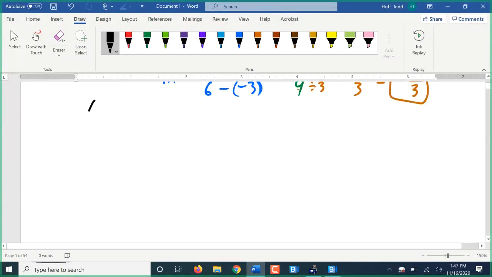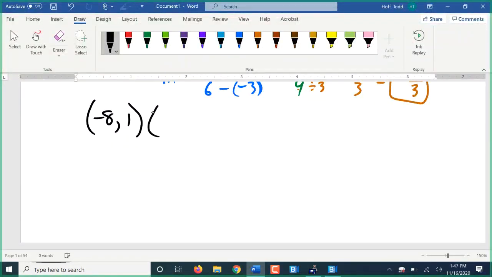In your notes, a little review, find the slope of the line between, let's do (-8, 1) and (4, 10). I'll give you a minute to find that slope, then we'll go over it.